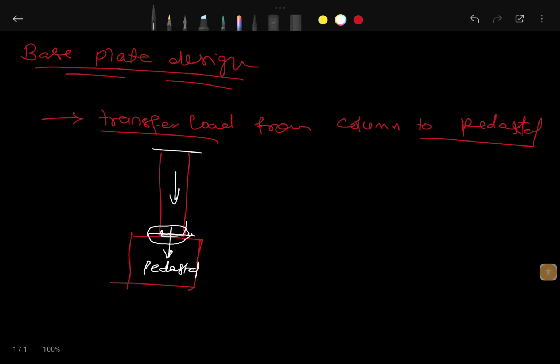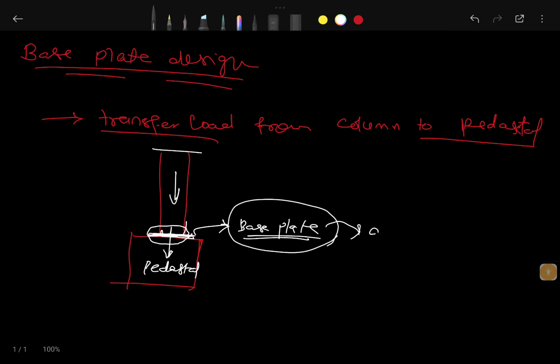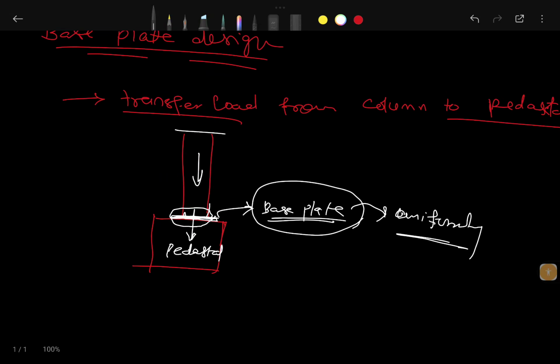We use this, we call it a base plate. Okay, so this base plate can transfer the load uniformly to the pedestal. So this is the concept we have used. This is the base plate and pedestal, and we have this transfer mechanism.